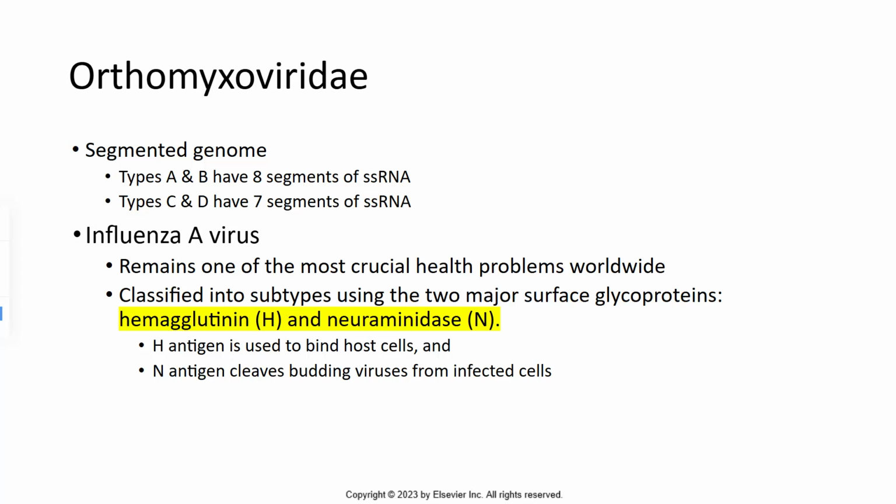So starting with type A, this remains one of the most crucial health problems worldwide, classified into subtypes using 2 major surface glycoproteins, hemagglutinin and neuraminidase. This is highlighted because it's super important that you know what the H and the N stand for. The H antigen is used to bind host cells, and the N antigen cleaves budding viruses from the infected cells.